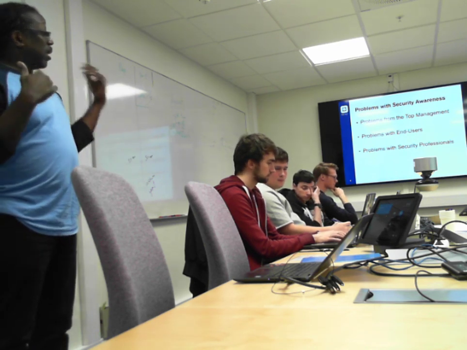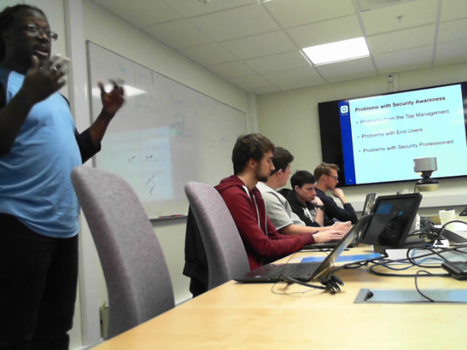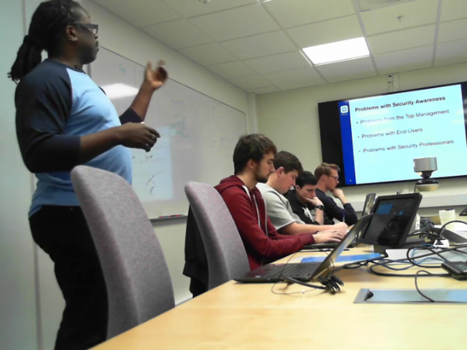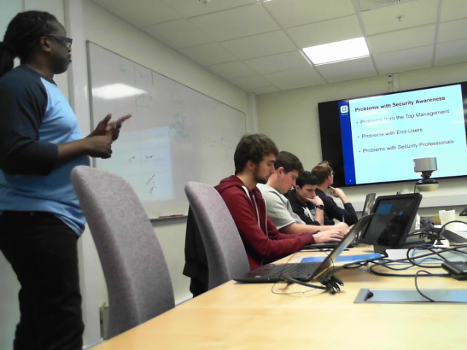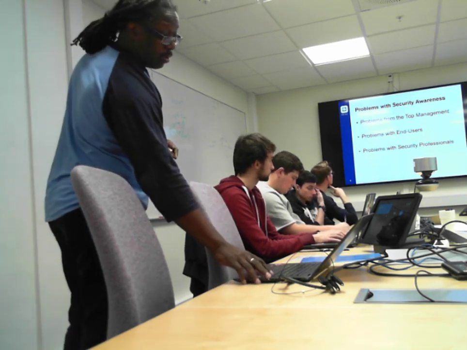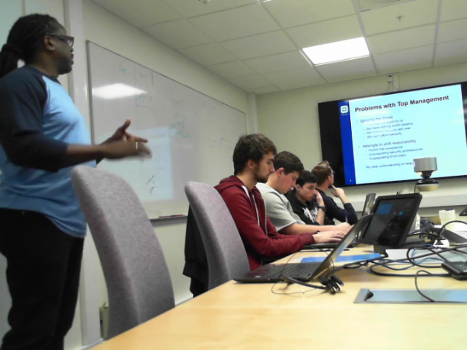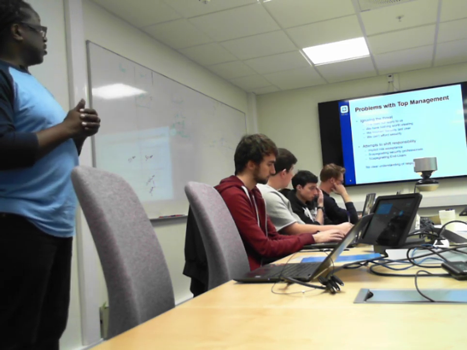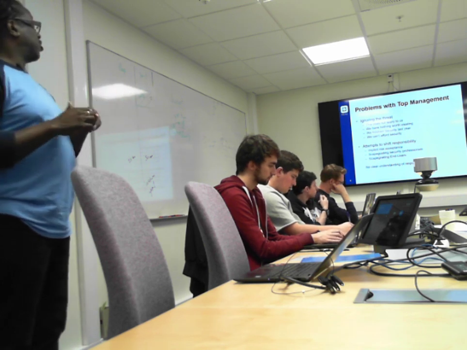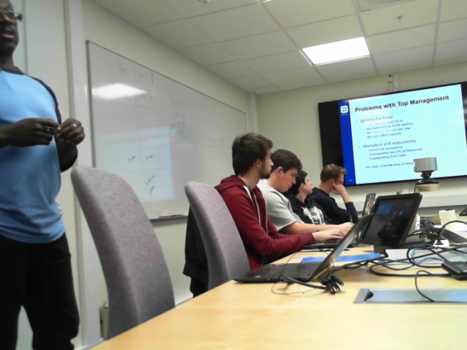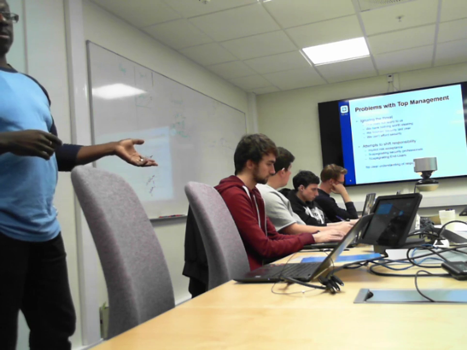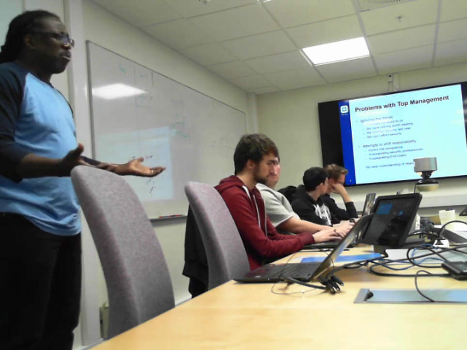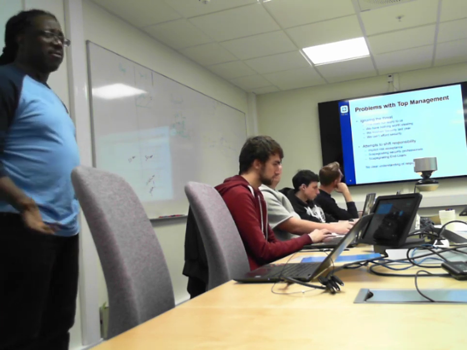So when I start talking about these problems, these are the kinds of things that I'll be talking about, because I've seen it for enough years. Problems with top management, problems with end users, and problems with security professionals. We're going to start with the problems with top management. Ignoring the threat is one big problem. And as you can see, this does not apply to us, or we don't have anything worth stealing. When I worked for Plan Norway, they were saying, well, we're a help organization. Who would rob a help organization? We don't have any money here. We don't have anything here.